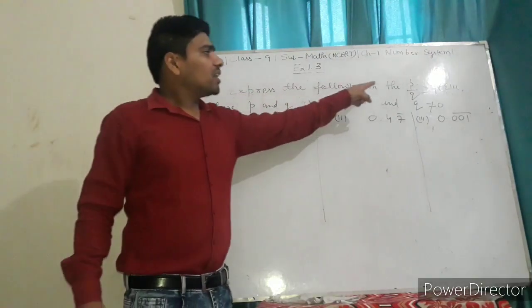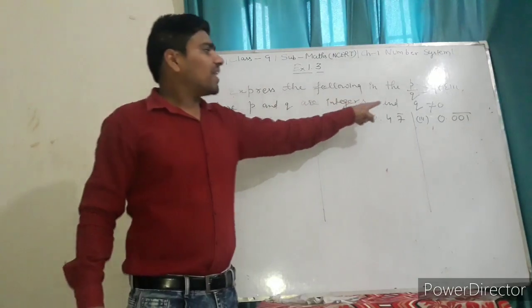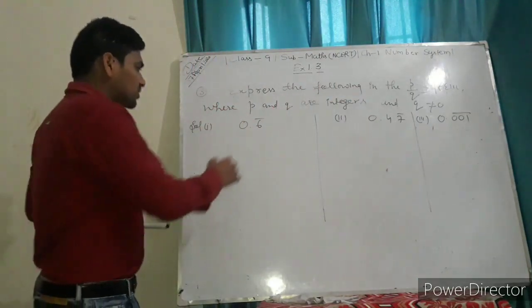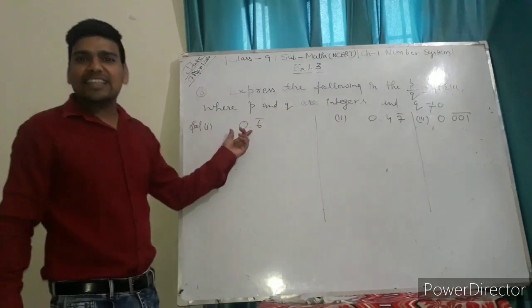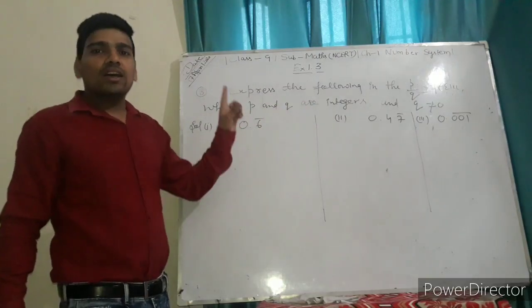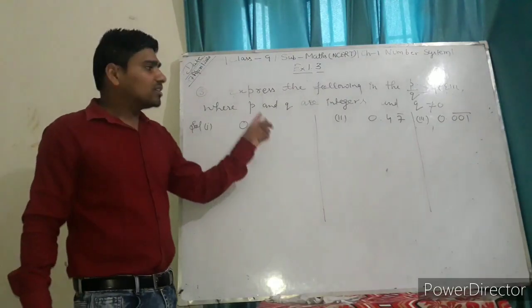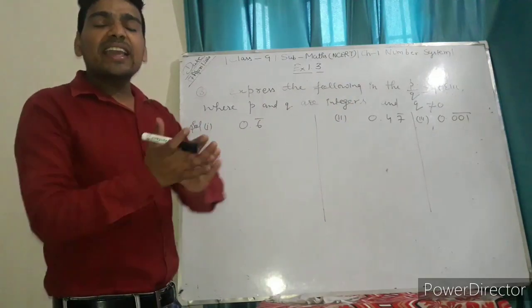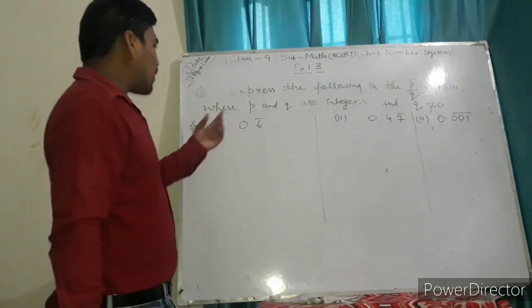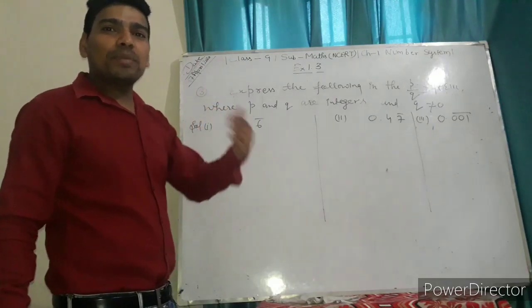Express the following in the p by q form, where p and q are integers and q is not equal to 0. You have been given in these parts the decimal expansion of a rational number. So you have to write the rational number's decimal expansion in the p by q form. Now I am going to teach you how you can write this in the p by q form.